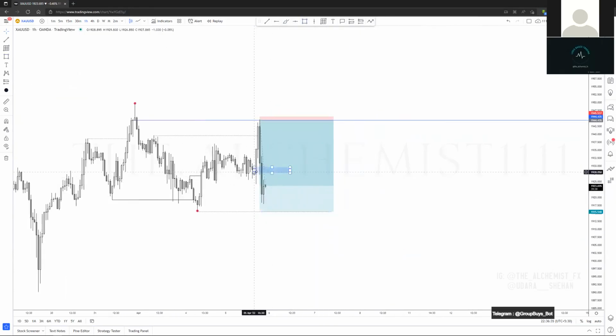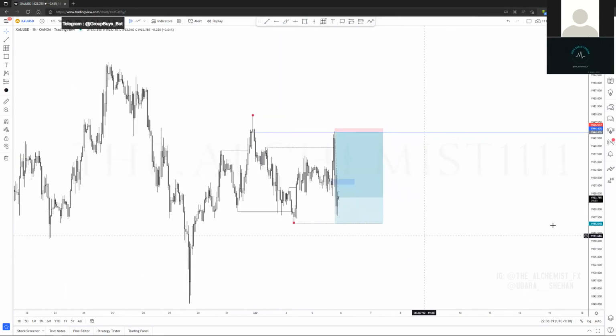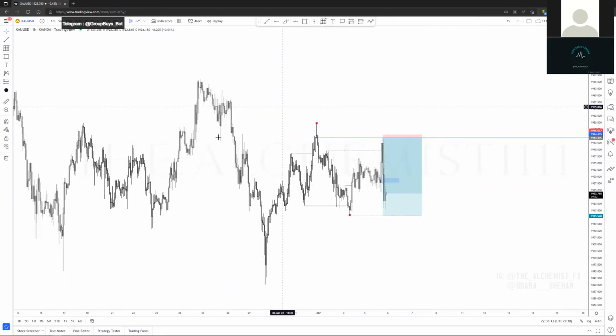Can you see that? See the breaker right here. So we can even look for sells from here. But yeah, can you understand that example? Same thing on this.